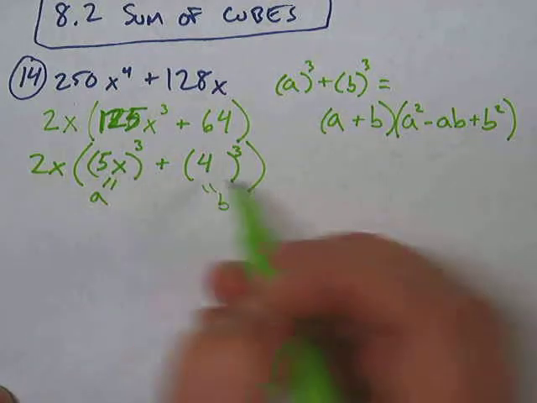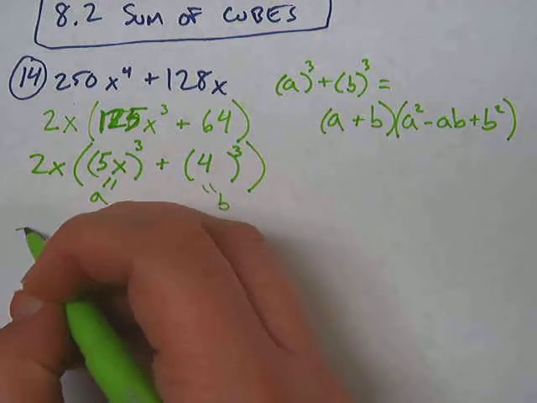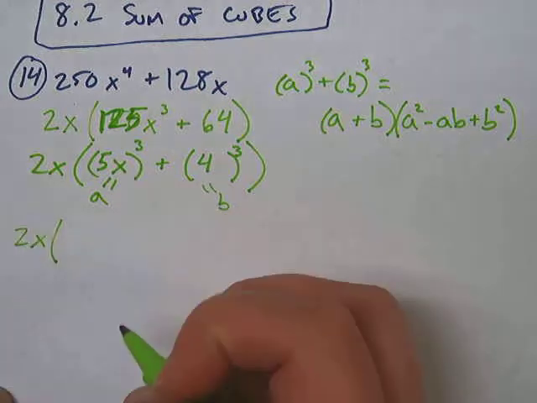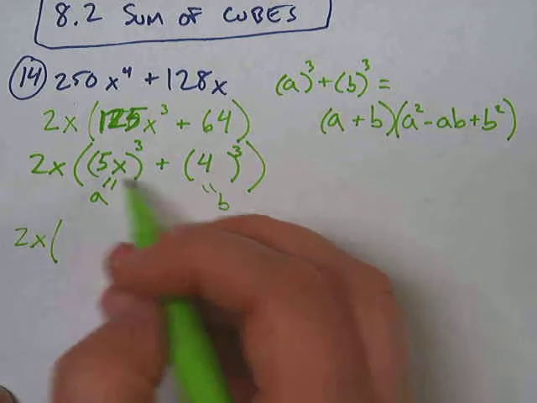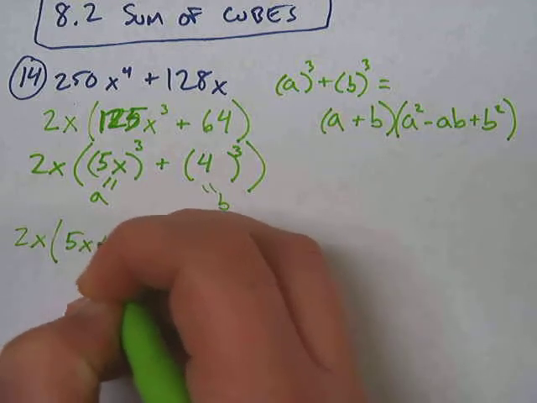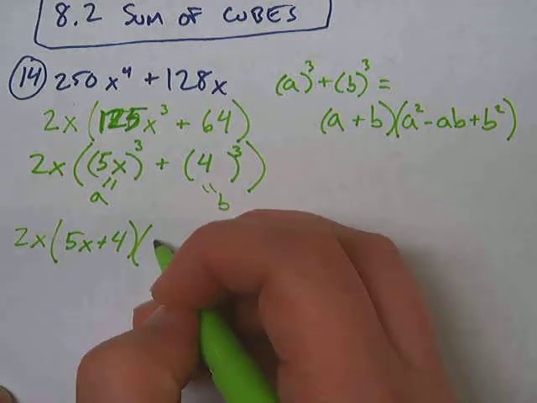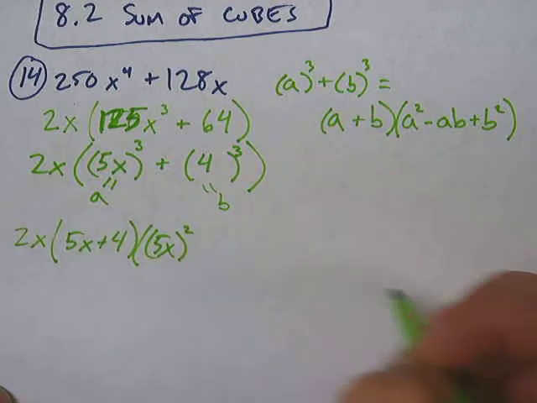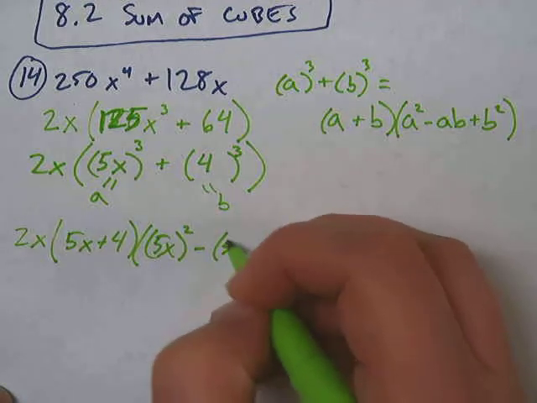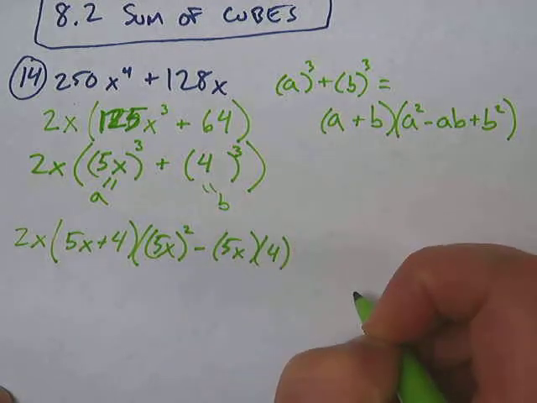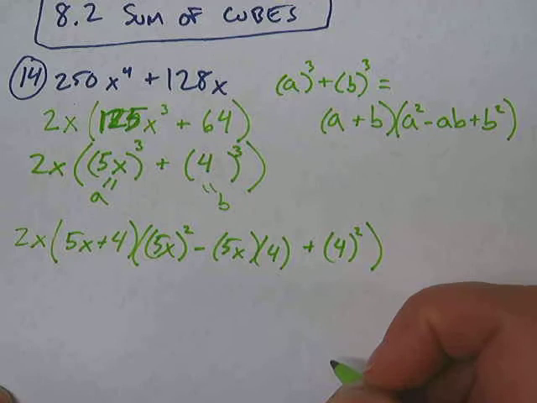So we're just going to take 5x and 4 and plug them in anywhere we see a and b in the formula. And of course we have to keep our greatest common factor on the outside, so 2x gets to hang out there. So then we have a plus b is the first part, so 5x plus 4. And then the second part here we have a squared, so we're going to have 5x in parentheses squared minus a times b, so 5x times 4, and then plus b squared, so 4 squared.